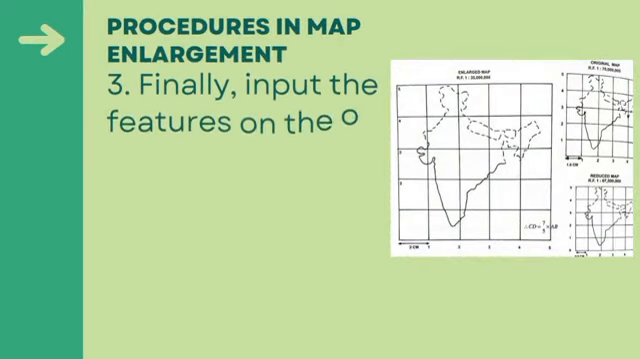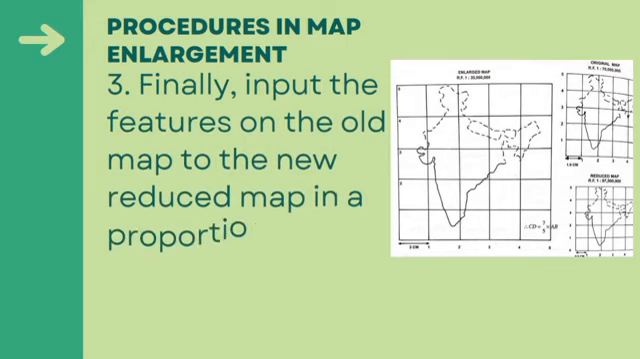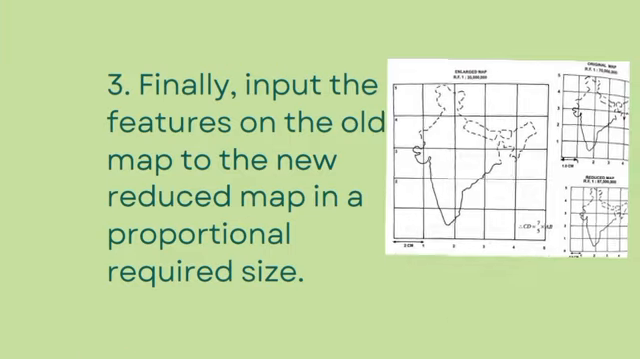The procedures continue in the sense that we impute the features of the old map into our new map so as to get a recreation of our previous map, but now in a bigger size. The enlargement of a map entails that we get a correct size of the previous map, which is the original map, in a bigger way. And that's what map enlargement entails.